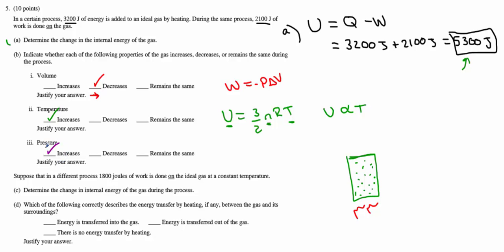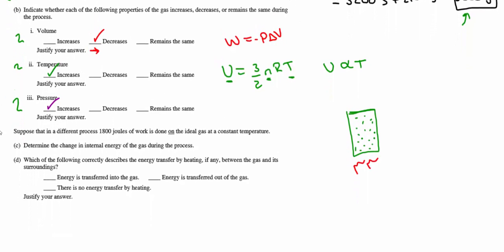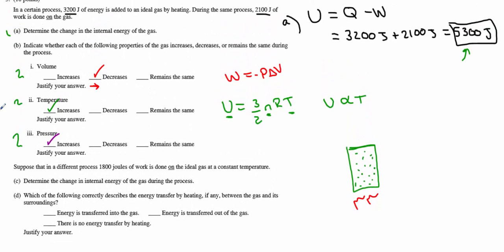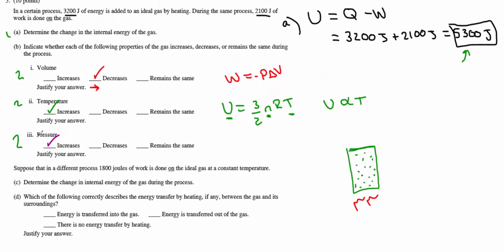Part B was worth 2 points for each part, so take your time on this. Two each, make sure you're justifying it, make sure you're indicating the right spot, the right change. That's 6 whole points out of the 10, right there. No real math needed to happen up here.